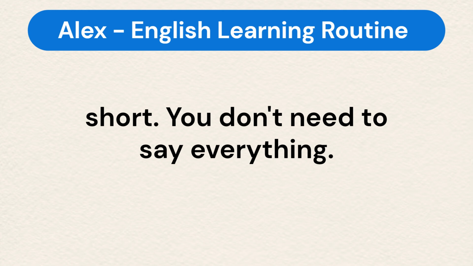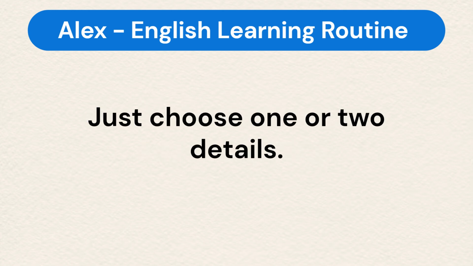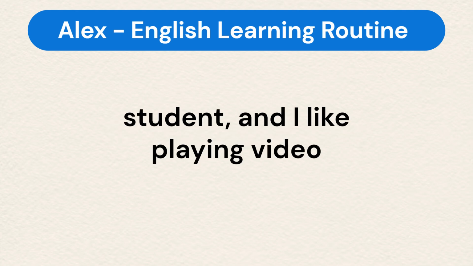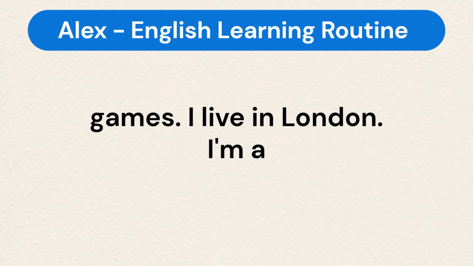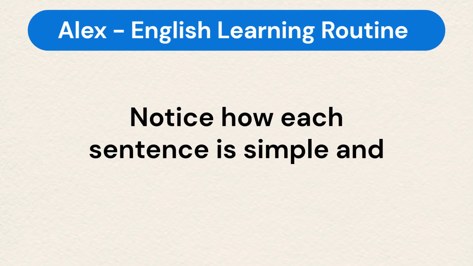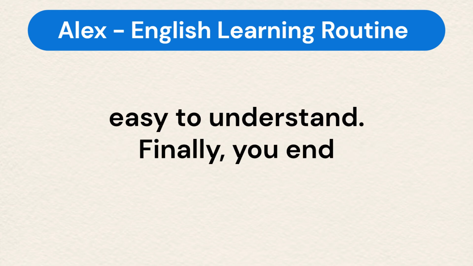You don't need to say everything. Just choose 1 or 2 details. Example, I'm from Japan. I'm a student, and I like playing video games. I live in London. I'm a doctor, and I enjoy traveling. Notice how each sentence is simple and easy to understand.